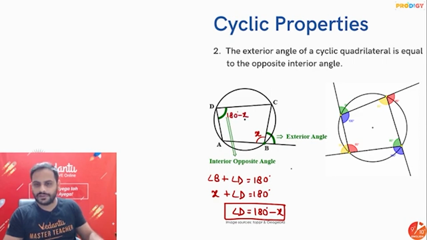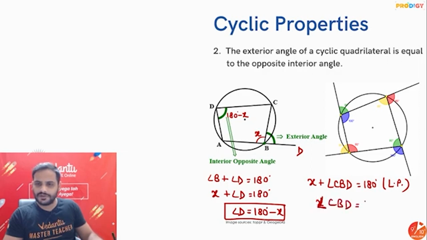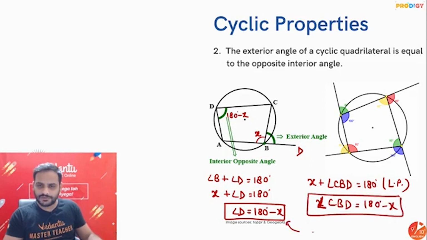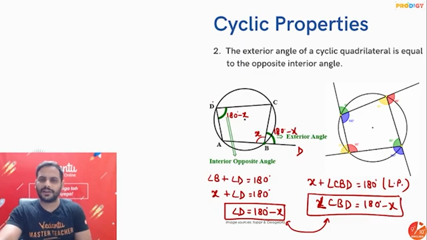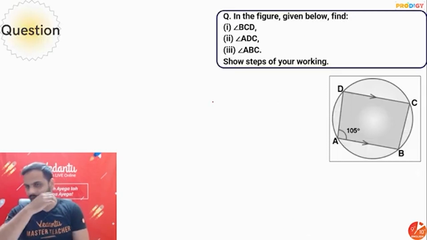Now I can also see this angle B which is X plus, let's say this is the point D, angle CBD is equal to 180 degrees, because they are a linear pair as well. So angle CBD will be equal to 180 minus X. Can you see guys, both are equal to each other. This is also 180 minus X. That's why the exterior angle is equal to the opposite interior angle. Okay, easy one. Now let's look at the question.